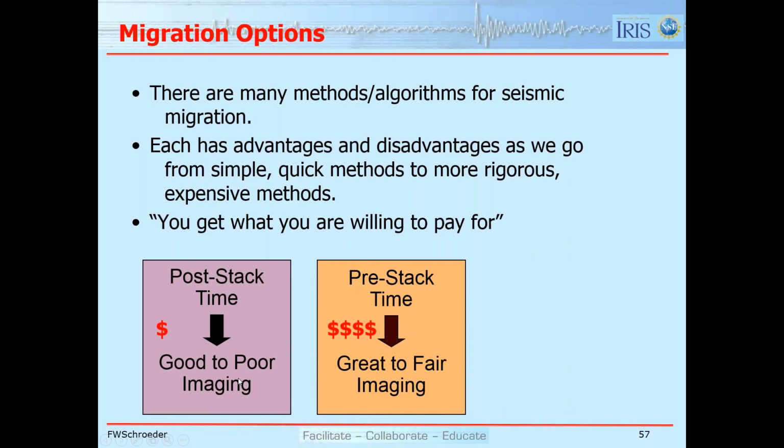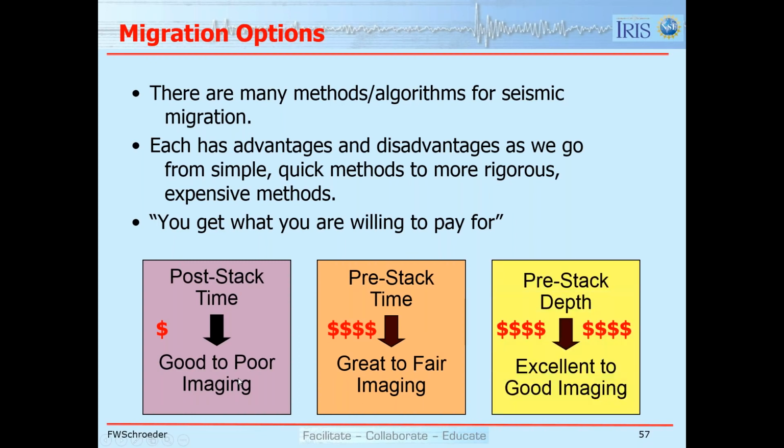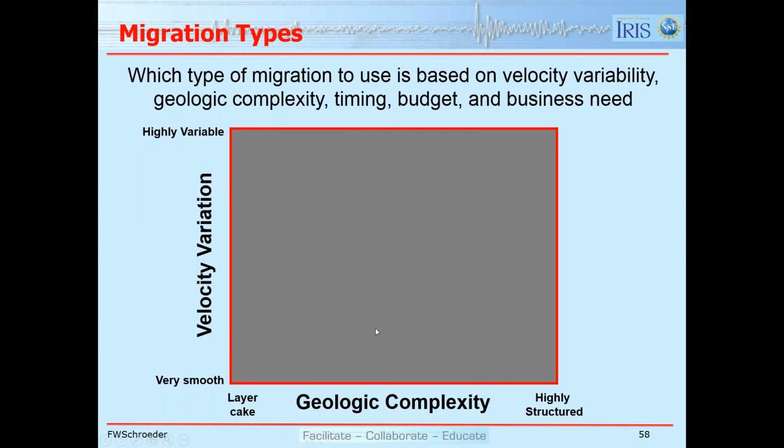Pre-stack time migration is a bit more expensive. That's going to improve the imaging quite a lot. And our best imaging comes from pre-stack depth migration, which is several orders of magnitude more expensive, takes 2 or 3 or 4 times as long to generate, but it will give us excellent imaging. So which type of migration should we use?